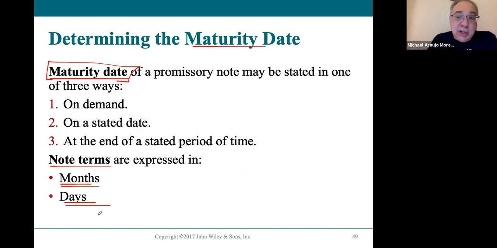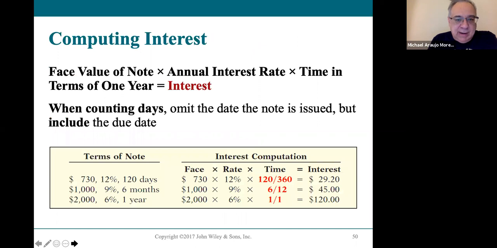Okay, so just because today is February 18th doesn't mean a 90-day note is going to be due on May 18th, because it's probably going to be a little bit sooner than that. You have to count literally the number of days. So that's a trick there.